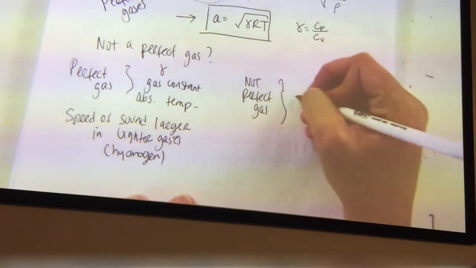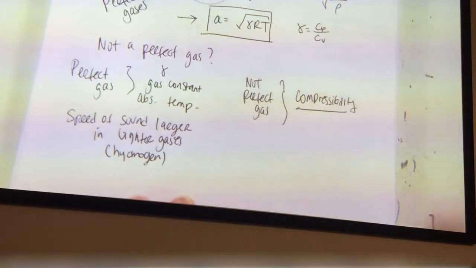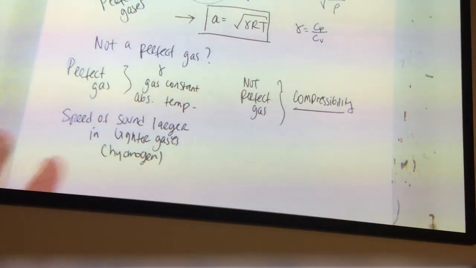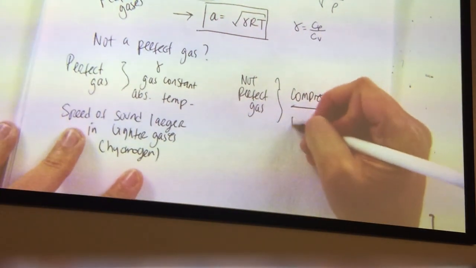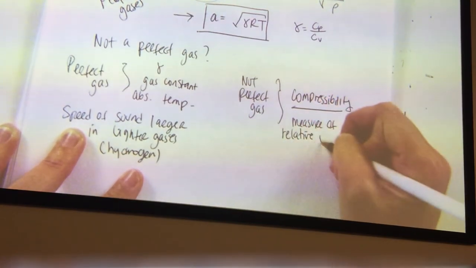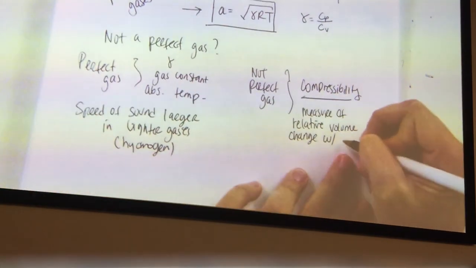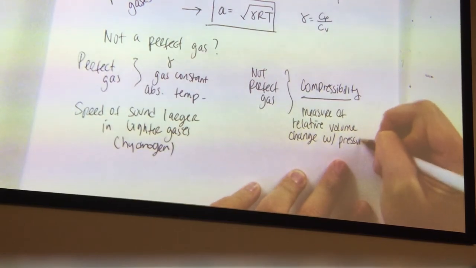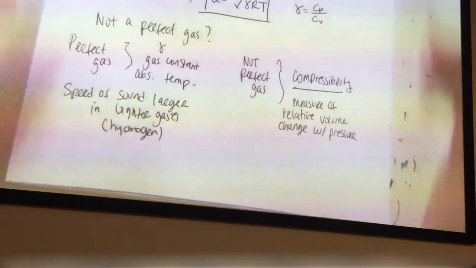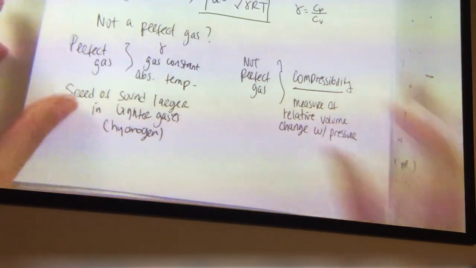And here comes the concept of compressibility. This is just that concept: how compressible can we get? Gases are very compressible, so we can do this, but what about solids? We cannot really compress them that much. So compressibility is a measure of relative volume change with pressure. It depends how much pressure we put, how much we can compress or expand whatever we have in front of us. When it comes to solids and liquids, they're much less compressible than a gas would be.